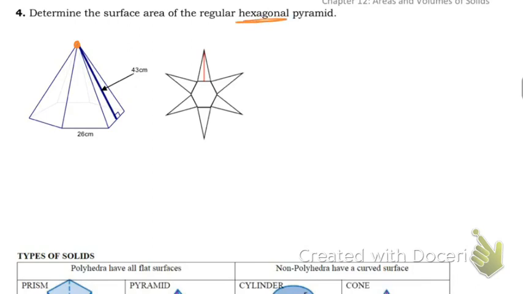This hexagon will actually tell you how many triangles we have. We have a 6-sided shape on the bottom, so we're going to have 6 triangles. And if you look at the net shape, we have 1, 2, 3, 4, 5, 6 triangles, and we have 1 polygon. So our goal is to find our polygon and our 6 triangles. So those are the two shapes. We have a triangle, and we're going to have some kind of a polygon.